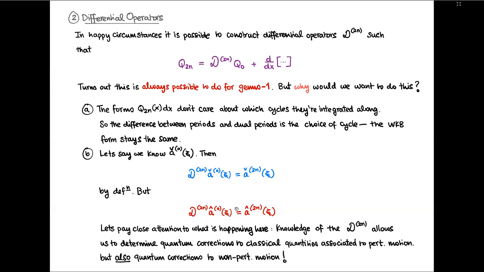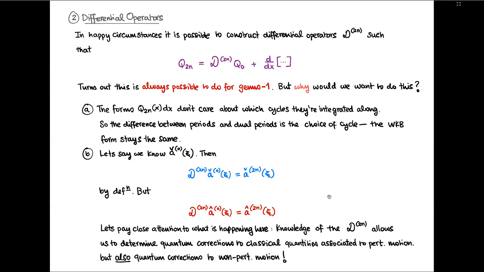So if we pay close attention to what's happening here, if we know what these differential operators are, if we are able to construct these differential operators, then this allows us to determine quantum corrections to classical quantities associated to perturbative motion, but also allows us to determine quantum corrections to non-perturbative contributions, right? Because I'm using the same differential operator for both the periods and the dual periods. Okay, so this is kind of important.